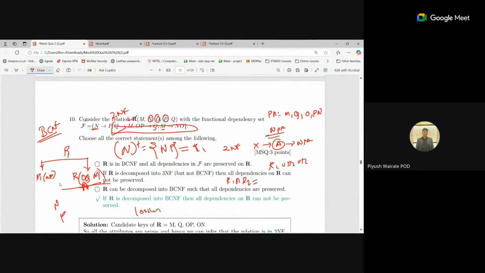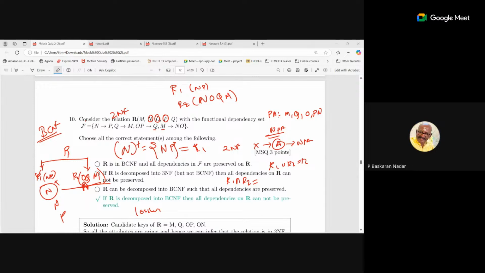Now if I take R1 intersection R2, N will be there, and that will give me NP, and that will be R. So it will be a lossless decomposition, right? Now check for R1, R2, we know NP, and here we know N, O, Q, M. Now are all functional dependencies getting preserved or not? Just check for this one, or which is not getting preserved, or how we are going to check that. Just check. OP is not giving Q.